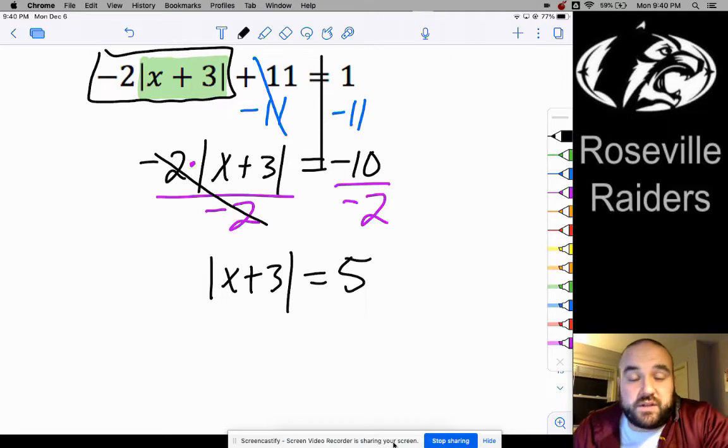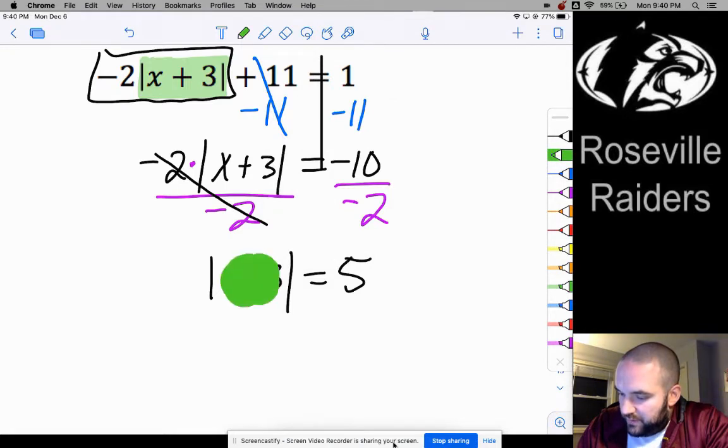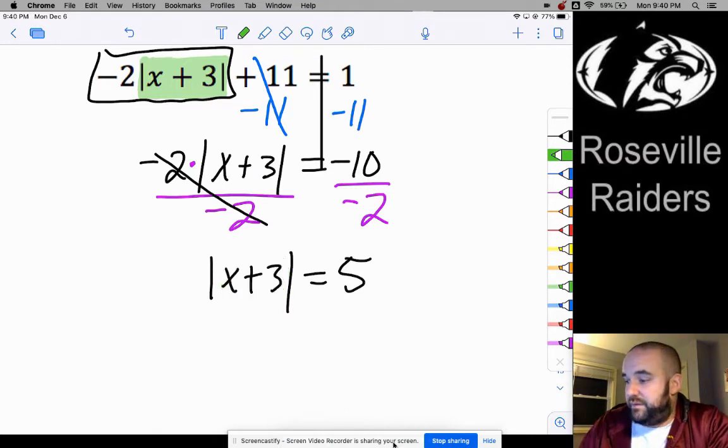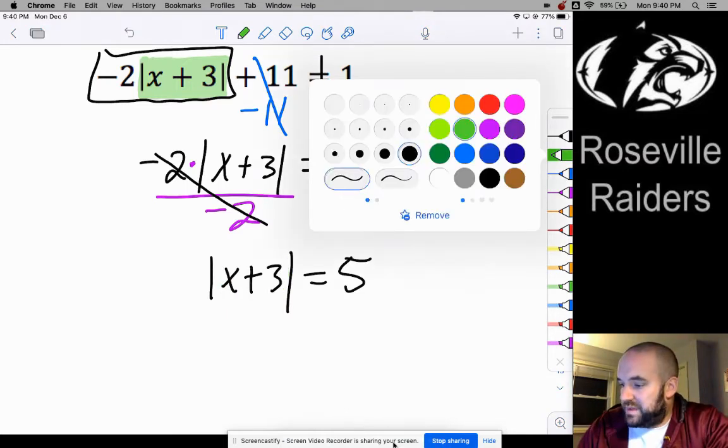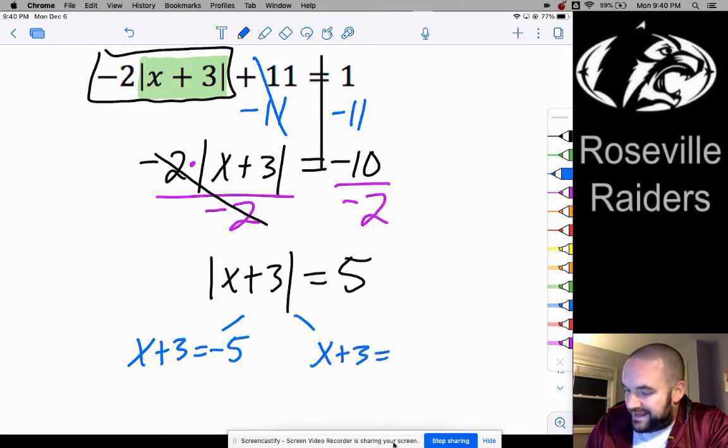And now I'm ready to split this up. I know that, again, if I play the little marker game, if I cover this up, what's underneath the green blob has to either equal positive 5 or it has to equal negative 5. So I'm going to split this equation into two separate equations. One situation where x plus 3 is equal to the negative 5, and one where the x plus 3 is equal to the positive 5.